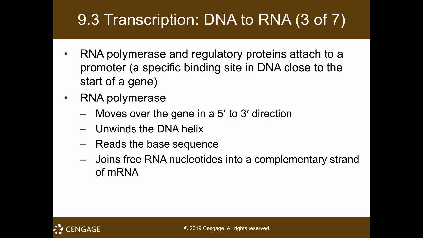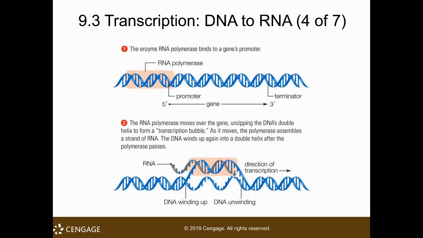So the RNA polymerase moves over the gene in a 5' to 3' direction, similar to how your DNA polymerase goes. So it unwinds the DNA helix. First, it must unwind. Of course, just like in replication, you unwind the DNA helix, and then you move in the 5' to 3' direction, reading your base sequence. So you are adding bases as you go. It joins free RNA nucleotides in the complementary strand of your mRNA.